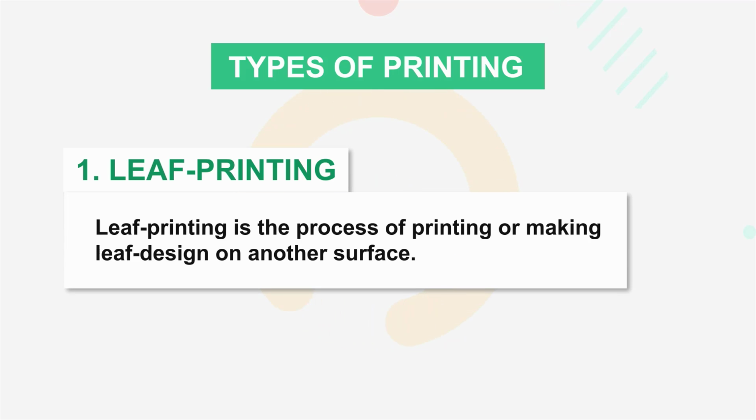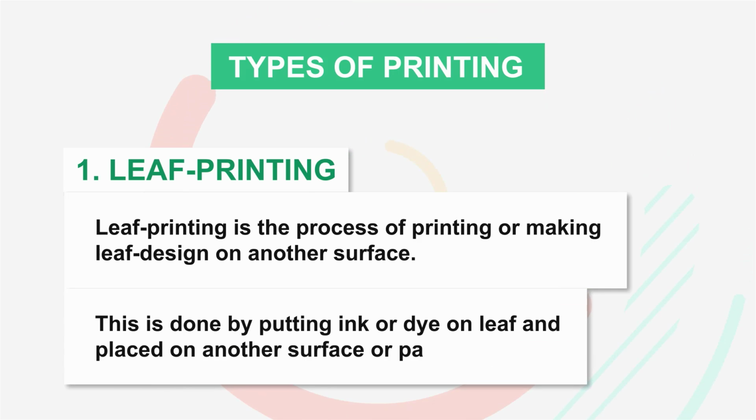Leaf printing is a process of printing or making leaf designs on another surface. This is done by putting ink or dye on a leaf and placing it on another surface or paper.